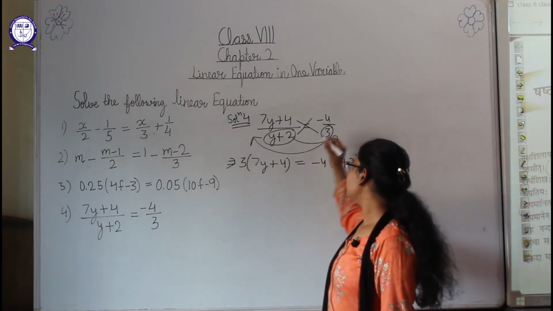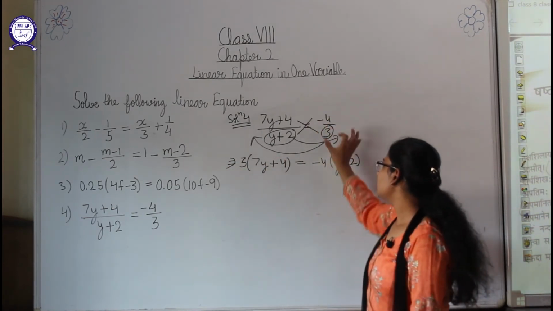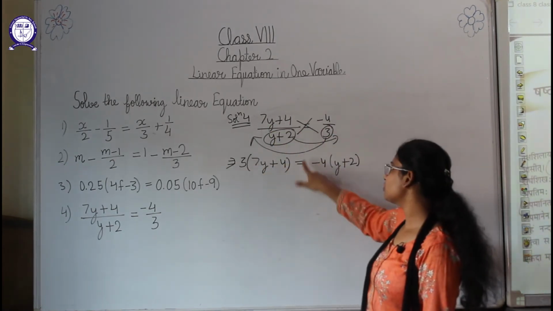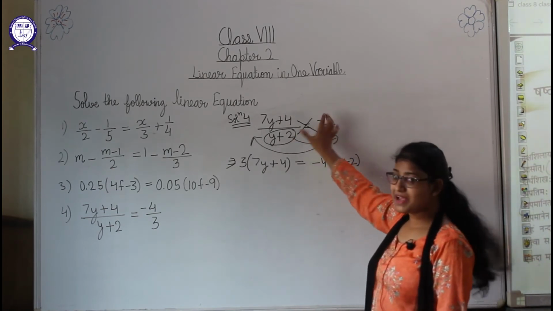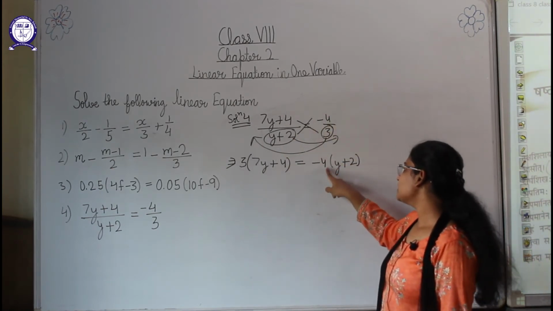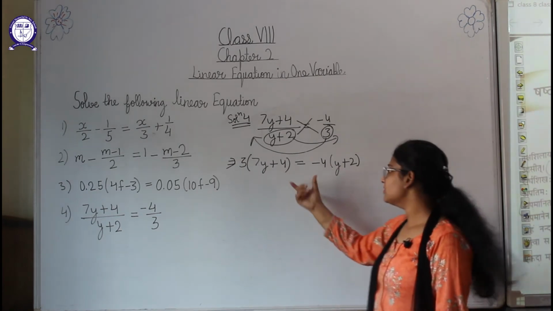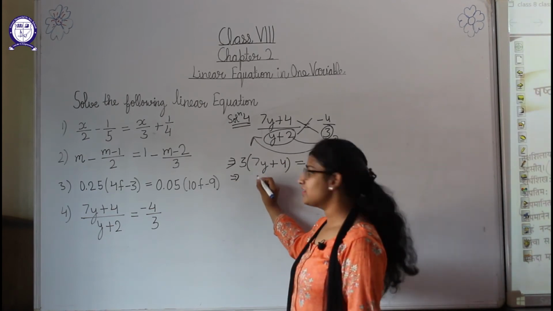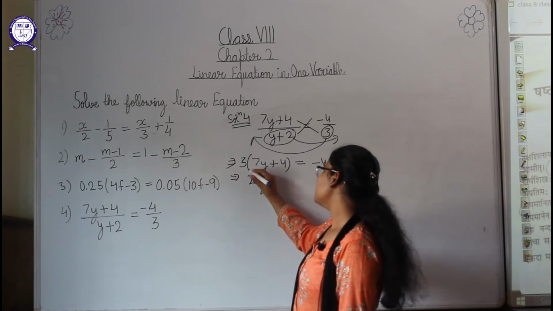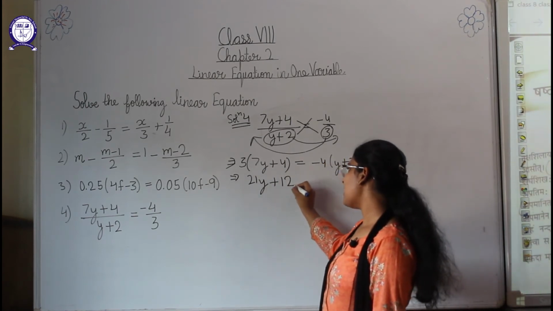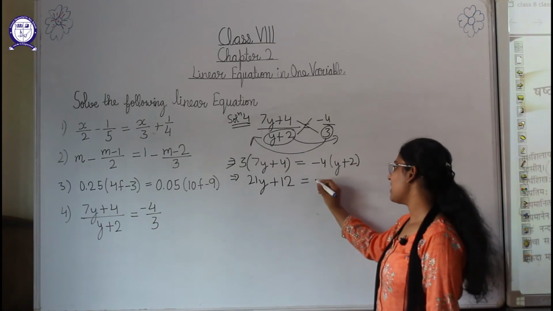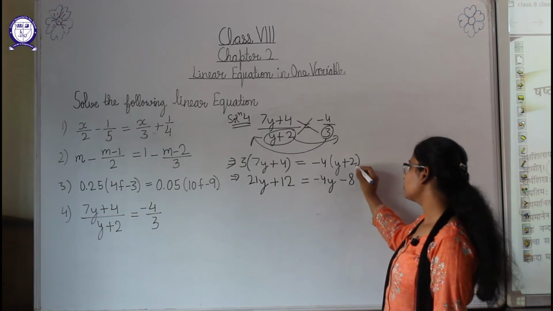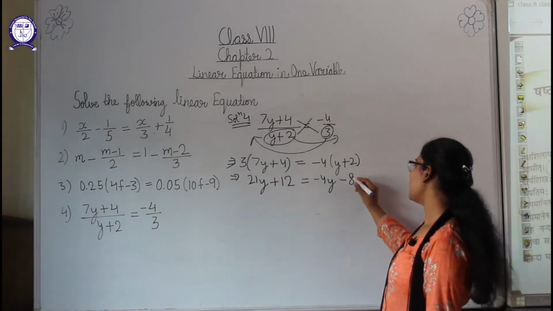Okay, so in the cross multiplication, 3 is here, so 3 will be multiplied by (7y + 4). The equals sign is here, then these two will be multiplied: minus 4 into (y + 2). Now we will solve these brackets. So what will be our answer here: 3 multiplied by 7y will be 21y, 3 multiplied by 4 will be 12, equals to minus 4 into y will be minus 4y, and minus 4 times 2 will be minus 8. 4 twos are 8 and one term is negative, so it will be minus 8.